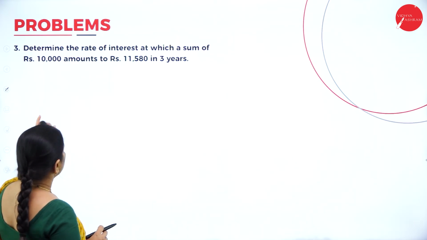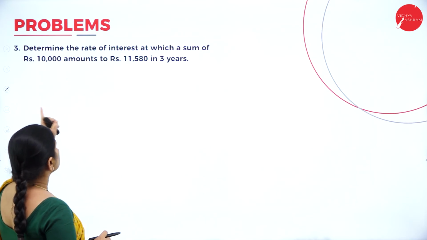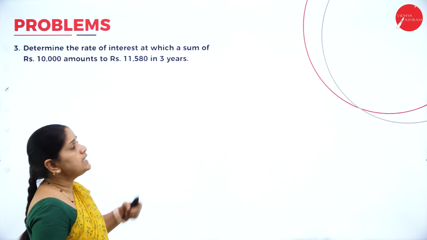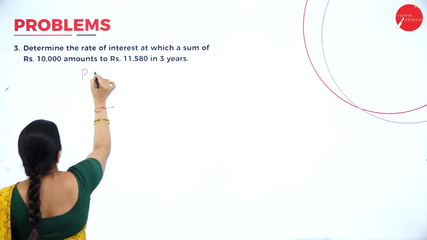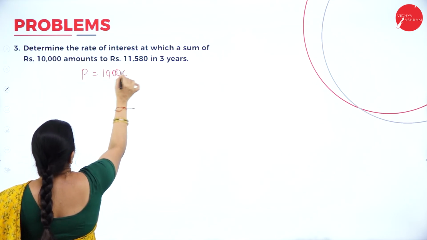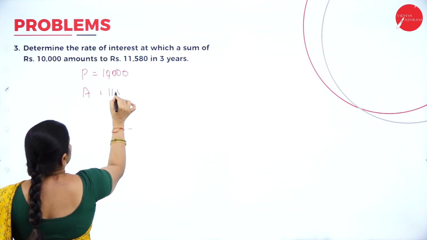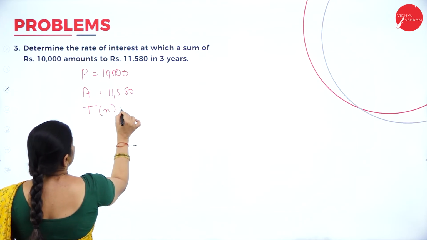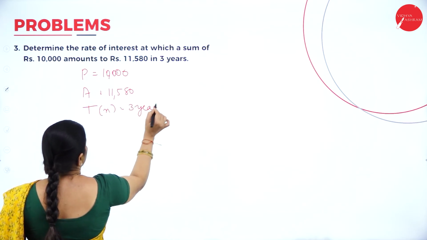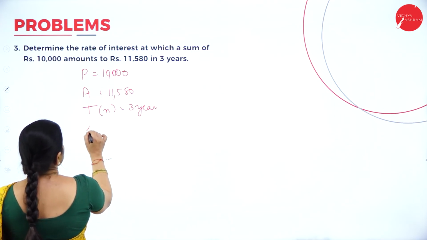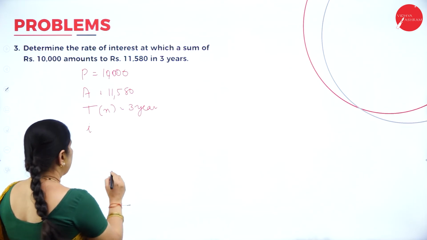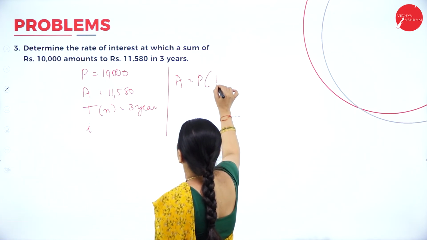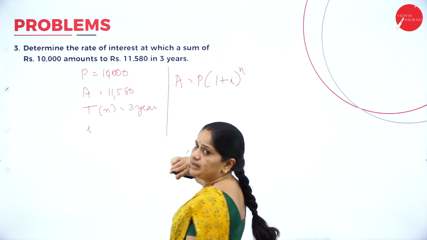Now the next problem: determine the rate of interest at which a sum of rupees 10,000 amounts to 11,580 in 3 years. So what is P here? P equals 10,000. What is A? 11,580. What is T or n? It is equal to 3 years. Now we have to find what is I. So I write A equals P into (1 plus I) to the power n.